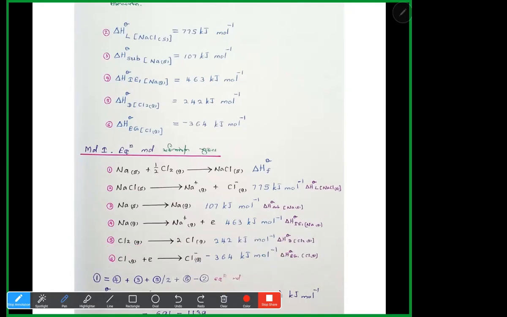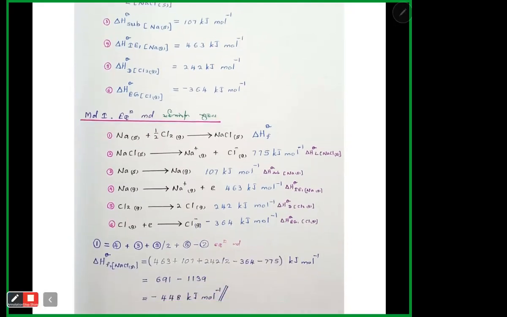Okay. Always, the very first step is supposed to be writing the equation for the question. What is the question? Formation enthalpy of sodium chloride. Standard sodium chloride is in solid state. So you are making it with sodium solid and half Cl2 gas. Then my second concern is making this equation using these equations.